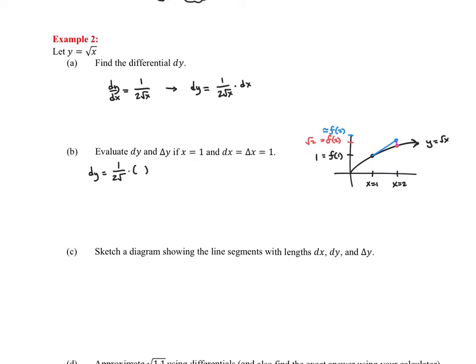Okay, so I'm going to try to use colors that make sense here. So at x equals 1, I'm going to plug in a 1 for x, and delta x is also equal to 1. So I'm going to plug in a 1 there. So dy is equal to 1/2. Okay, so that means that this length, let me see if I can highlight it on the graph with a color that's not already used. Okay, so if dy is equal to 1/2, that's going to be the distance here.